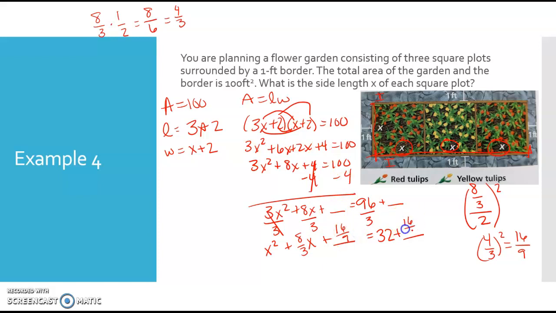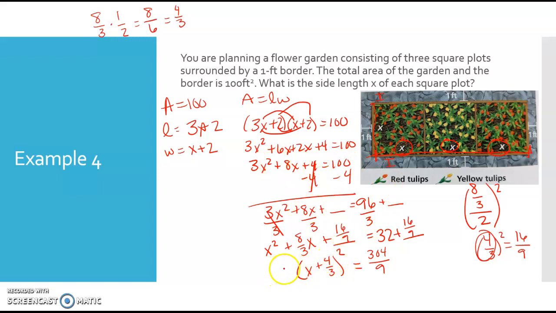16/9 and 16/9. All right, this one here, because this is a 1, we're going to have x plus this 4/3 that we found here. So x plus 4/3 quantity squared equals, and then I'm going to take that 32 plus 16/9. I did it in a calculator ahead of time. But 32 plus 16/9 will give us 304/9.